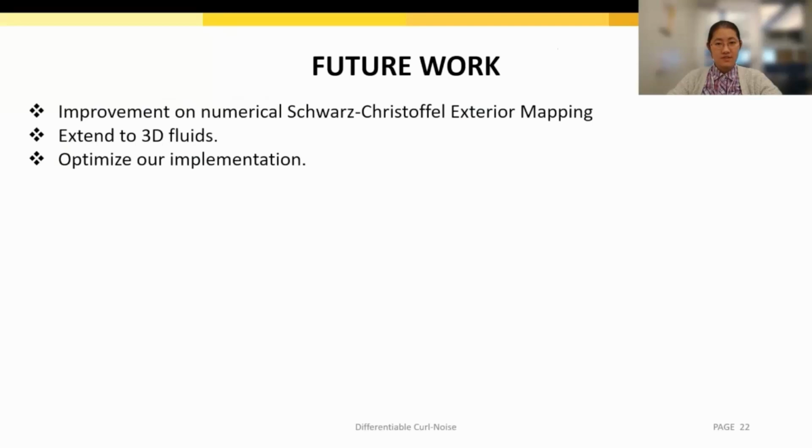We're very excited to see the future improvements of this work, and here we propose a few. We believe improvements can be made on numerical Schwarz-Christoffel exterior mapping. The current MATLAB Schwarz-Christoffel exterior mapping toolbox is unable to accurately calculate the mapping for a polygon with hundreds of vertices in a reasonable amount of time. Also, the computation is relatively expensive compared with other components of our work, such as the LSE distance function.